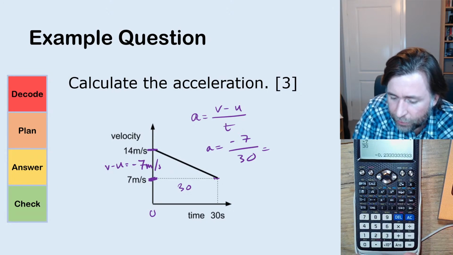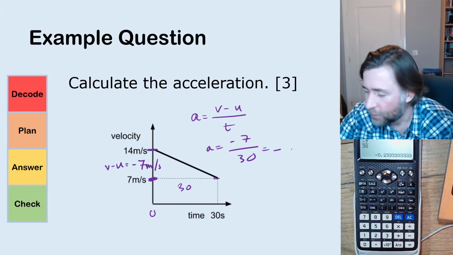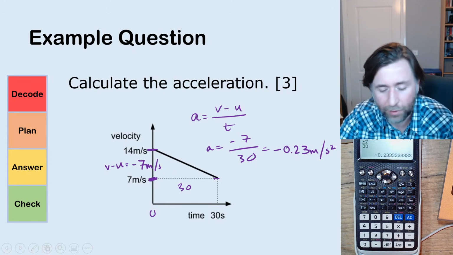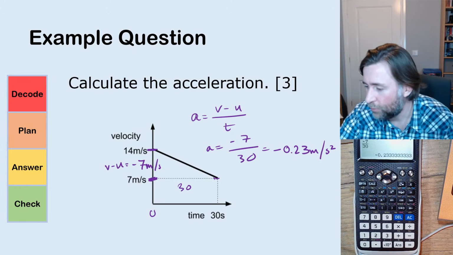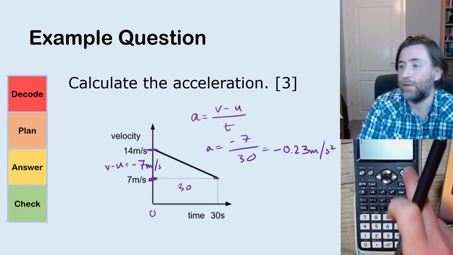minus 0.23333333, but do some rounding. This is minus 0.23 meters per second squared. Please don't be going ahead and using the recurring symbol. We're not interested in seeing that in physics. Do some rounding and do it accurately.